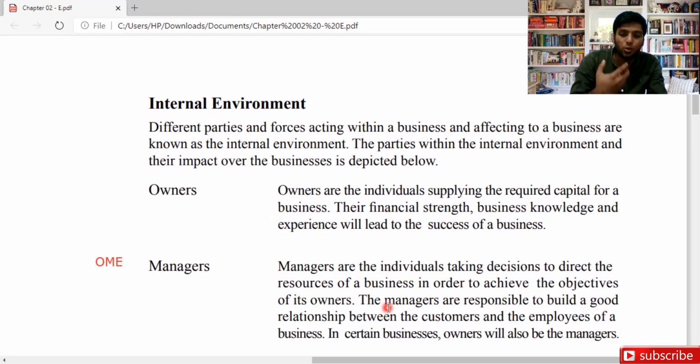Managers are the people who take decisions in a company. They are given objectives, and their target is to achieve these objectives. They are responsible for building a good relationship between the customers and the employees of a business. So they are the people who are building and connecting the business and the customers. They are also connecting the employees and the business again. So they have a good connection between these two parties. If they don't do their job properly, then of course it will bring a loss to the business.